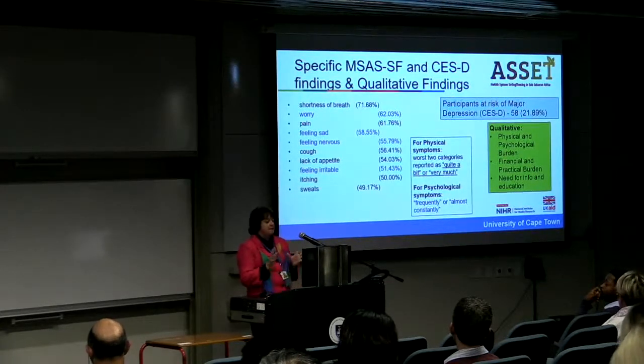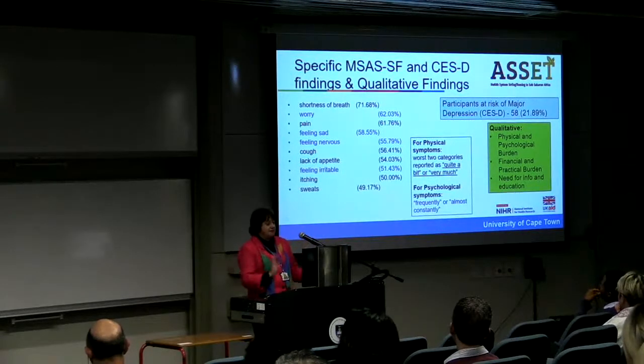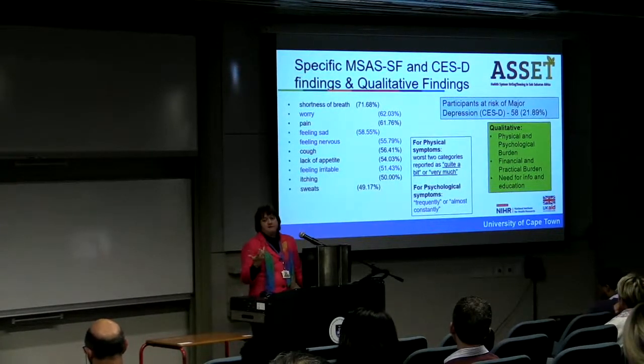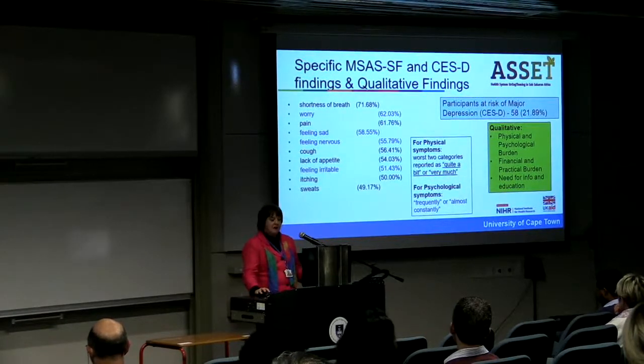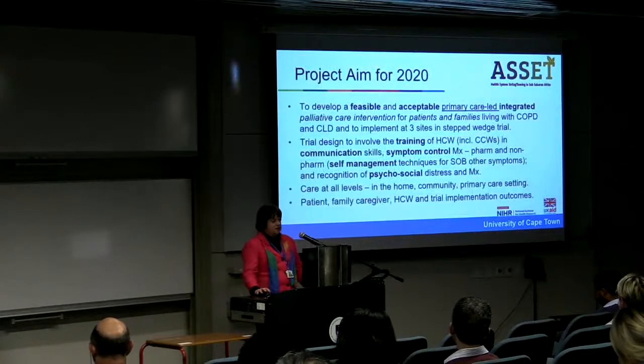So the specific symptoms were that over 70% have shortness of breath, which you would understand. The items in black are physical symptoms. The items in blue-purple are psychological symptoms: worry, feeling sad, feeling nervous, feeling irritable. Pain is still very high, nearly 62%. And there's also a relatively high proportion, just over 20%, who are at risk of major depression. The qualitative interviews found that they had a physical and psychological burden, a financial and practical burden, and they wanted information and education.